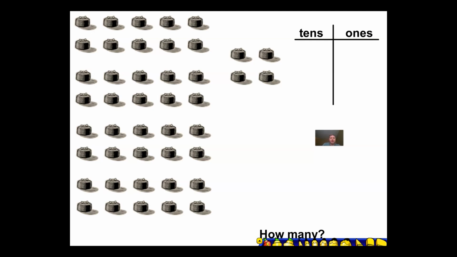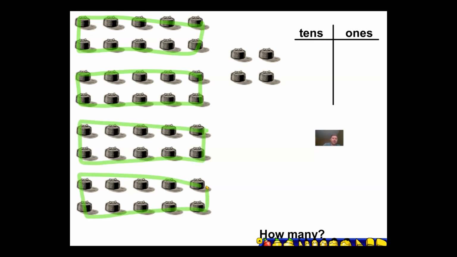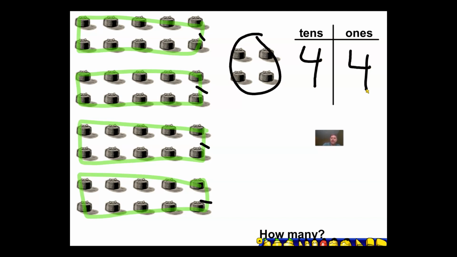All right, let's check your work. I see 10 here, 10 here, 10 here, and 10 here. Let's count those tens up, friends. 1, 2, 3, 4. 4 tens, and I see 4 ones here. So 4 tens and 4 ones, that's the number 44. Did you get 44? Good job, friends.